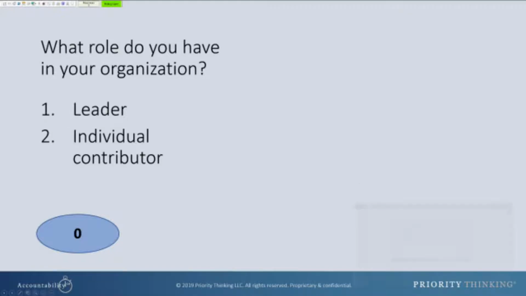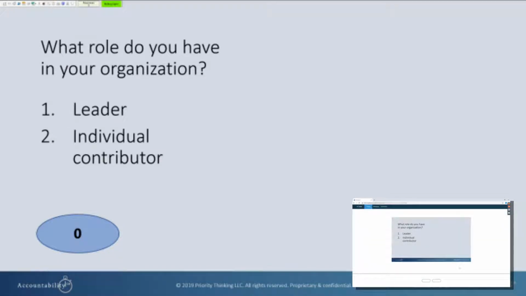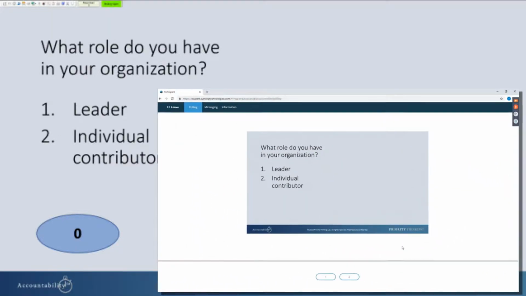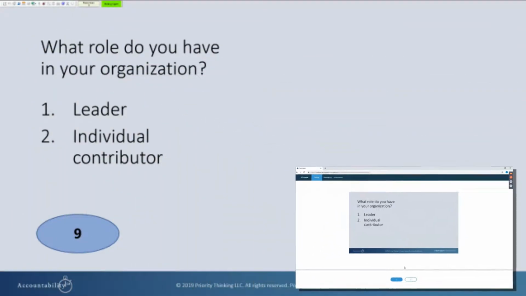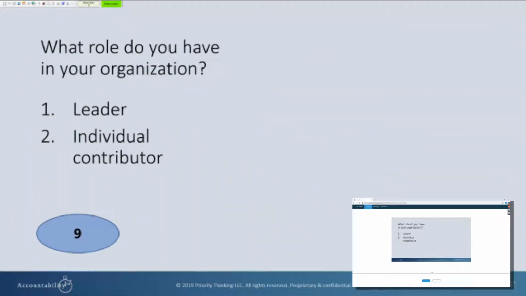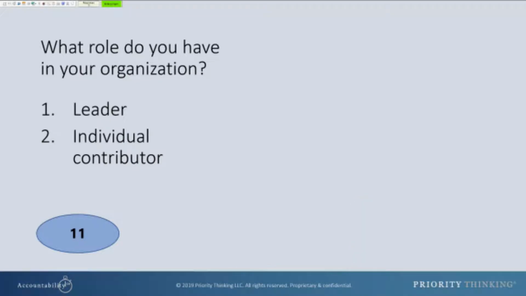So to get started, I've got 2 questions for you. The first one is on your role in your organization. Please click 1 if you're a leader, 2 an individual contributor, and then as the presentation moves along, I'll periodically slice your responses by leader or individual contributor. So take a moment and answer as quickly as you can.